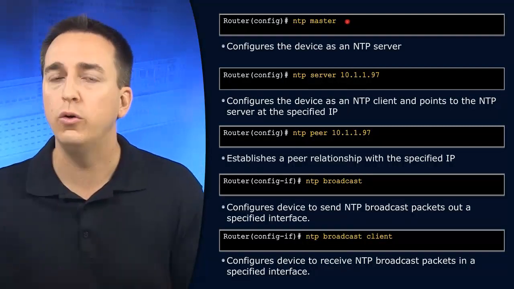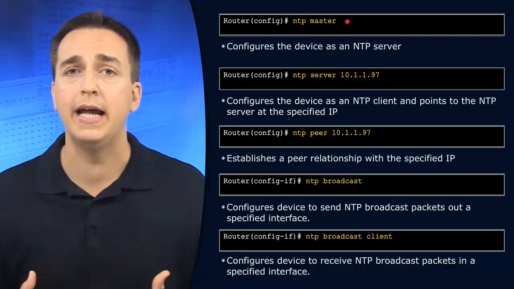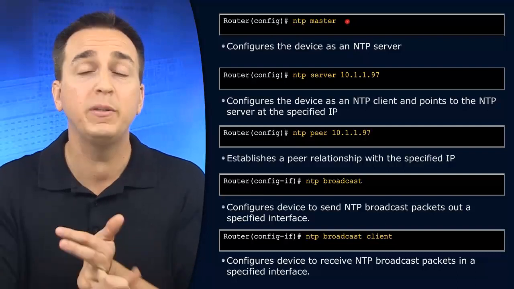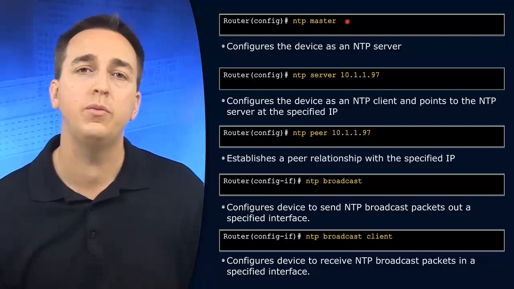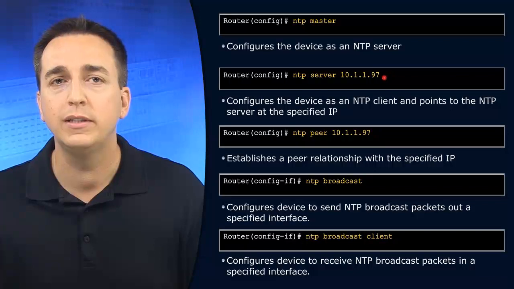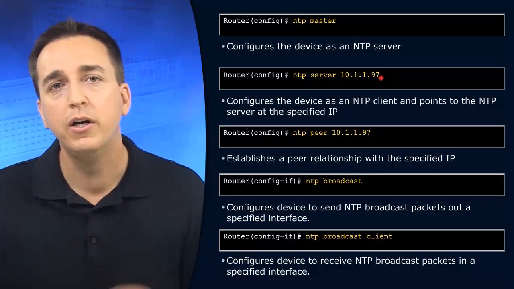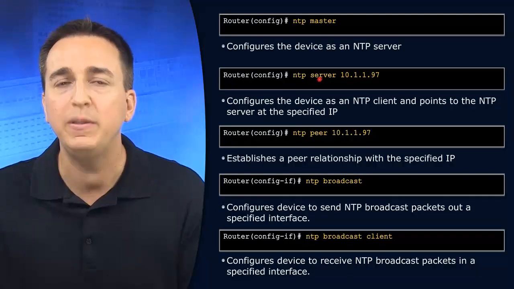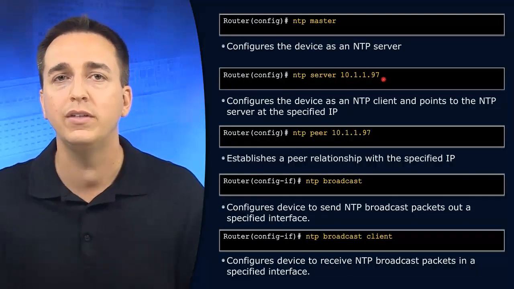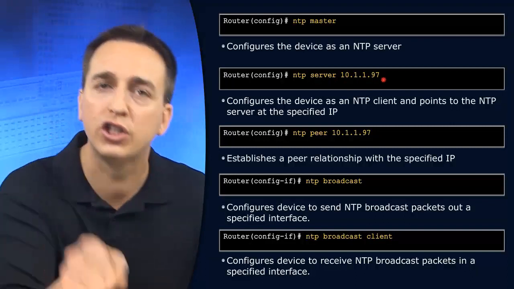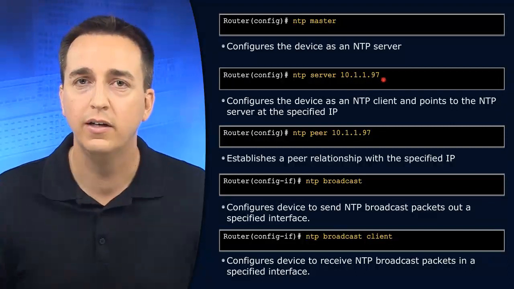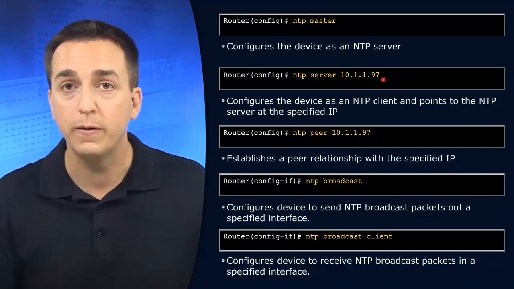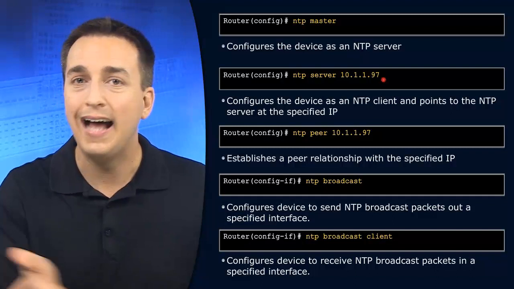So what would we do? Well, if we have internet connectivity, it's better for us to set up a device, whether it's a router or a specific server that's going to be our NTP server. We want to set those devices up to point to that server, and this is the command we do. NTP server on our router 10.1.1.97 says you are the client of the server at this IP address. So for example, that would be the IP address of the NTP server out on the internet. That is highly accurate.